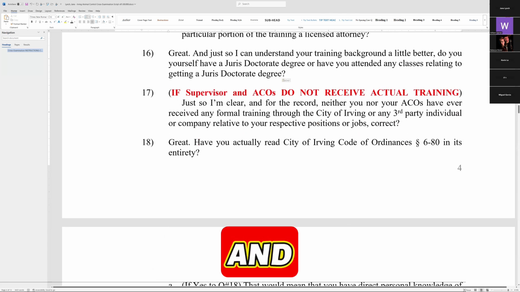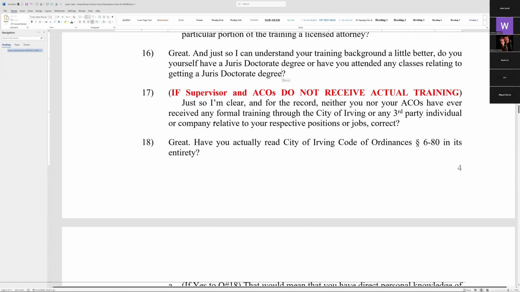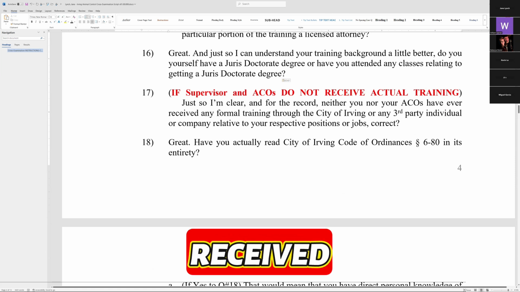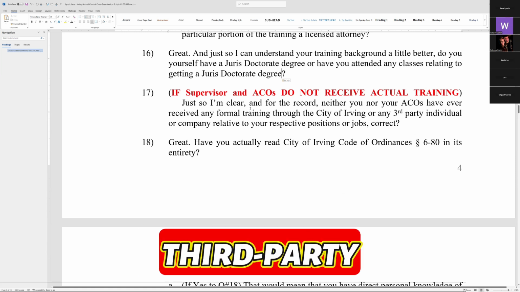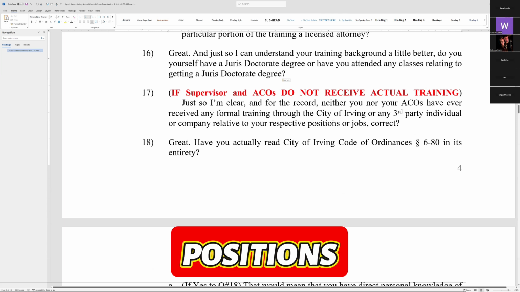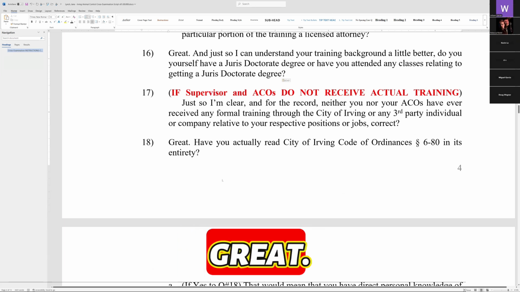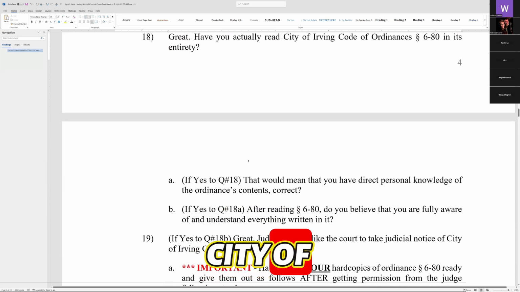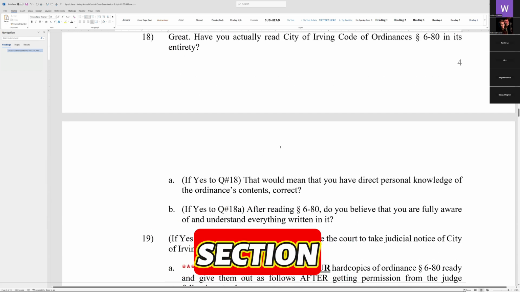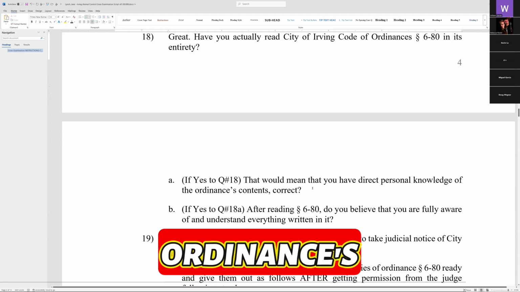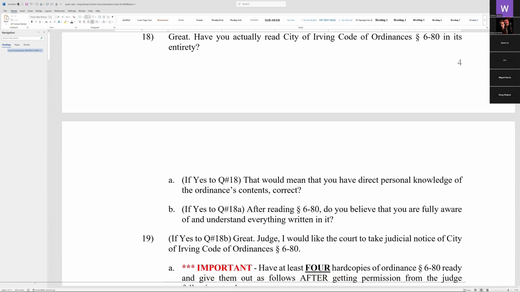Now, if the supervisor and ACOs do not receive actual training, just so I'm clear and for the record, neither you nor your ACOs have ever received any formal training through the City of Irving or any third-party individual or company relative to your respective positions or jobs. Correct? Right. Great. Have you actually read City of Irving's Code of Ordinance, Section 680 in its entirety? Yes. That would mean that you have direct personal knowledge of the ordinance's contents, correct? Yes.